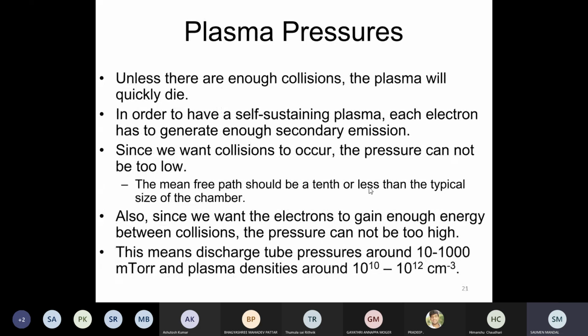And since we want collisions to occur, the pressure cannot be too low. The mean free path should be a tenth or less of the typical size of the chamber. So the mean free path should be less than the chamber length. Now, what is the mean free path in physical vapor deposition? Can anyone tell approximately?